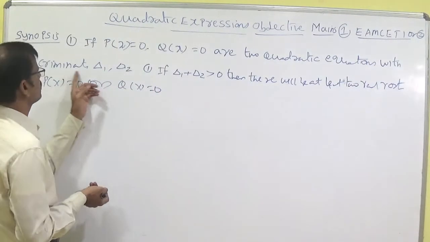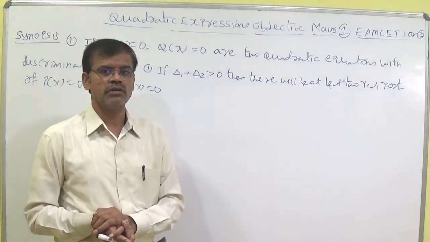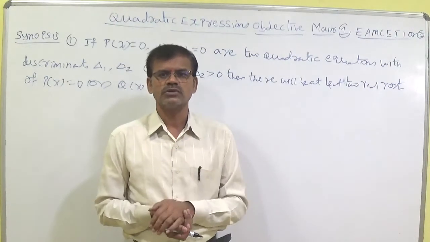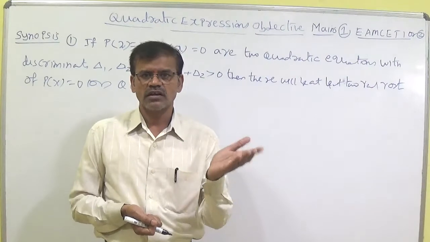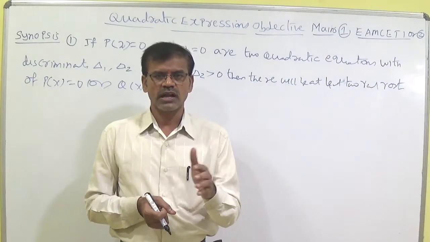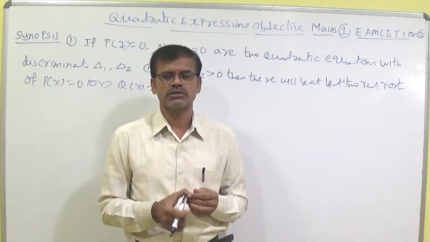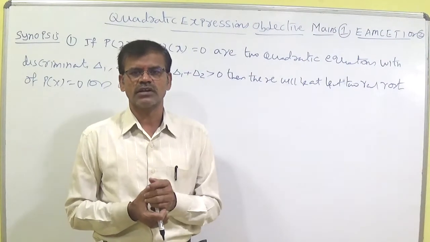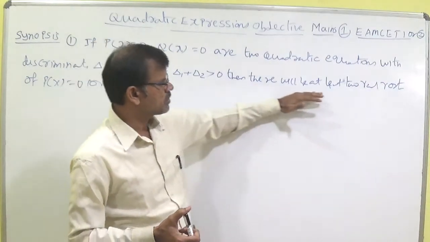So for the combined equation, if delta 1 plus delta 2 is greater than 0, then there will be at least two real roots. It means there will be at least two real roots, maybe three or maybe four real roots, but two real roots are the minimum, because it depends upon delta 1 greater than 0 or delta 2 greater than 0. We know that whenever the discriminant is greater than 0, the roots of the quadratic equation ax square plus bx plus c are real and distinct. If delta is equal to 0, real and equal. If delta is less than 0, complex or imaginary roots. In the same way, we can conclude here there will be at least 2 real roots.